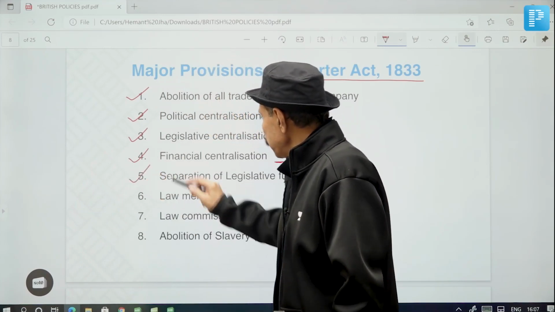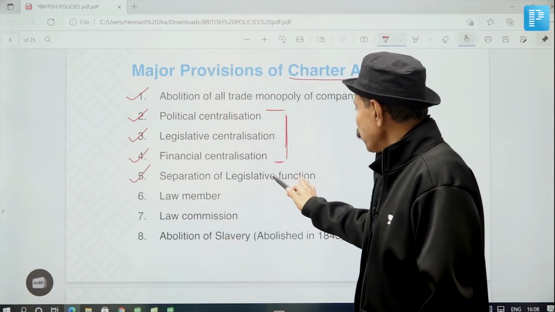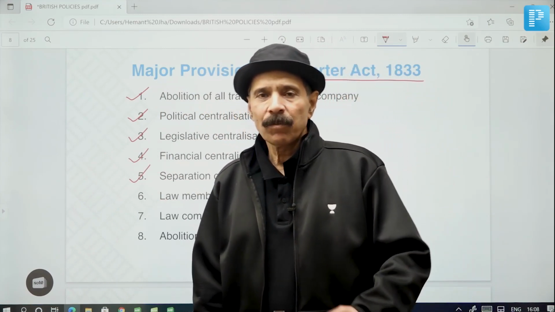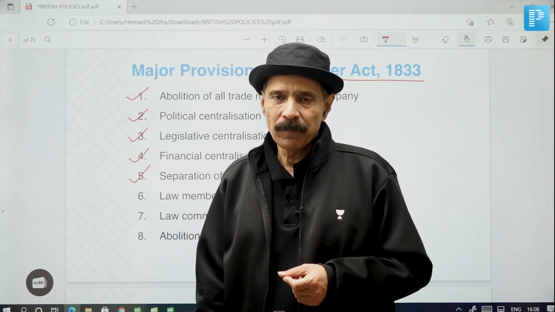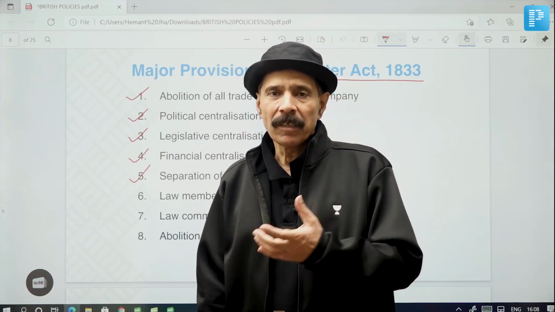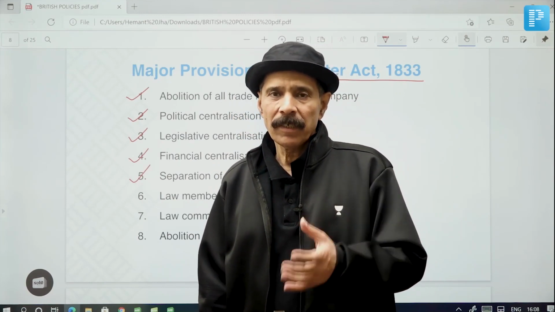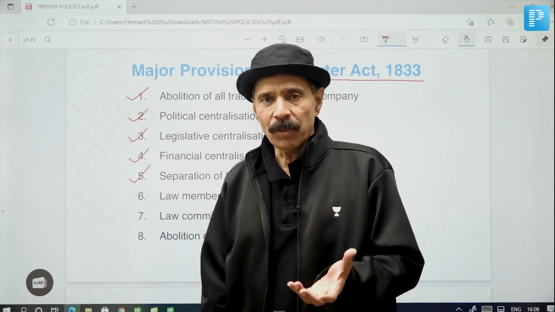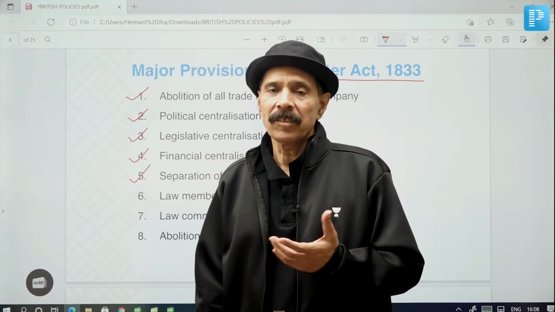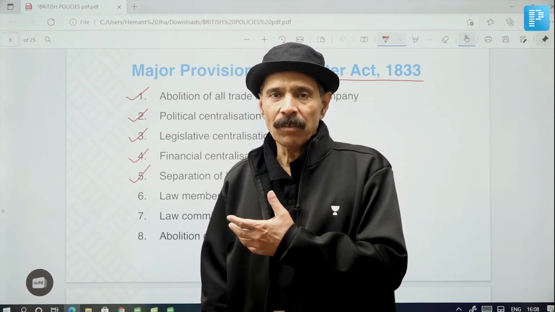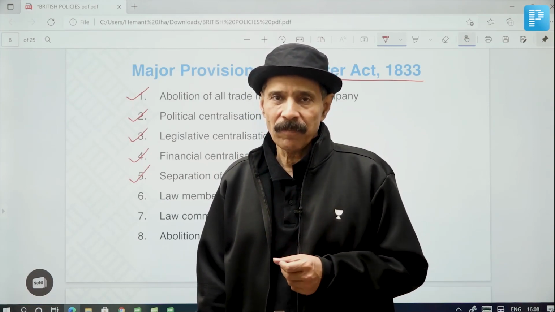Next is separation of legislative function. This was also a very, very important move. This created the nucleus of the modern legislature. The modern legislature was developed by the provisions of this act and the Charter Act of 1853. So this marked the beginning of the modern legislature.